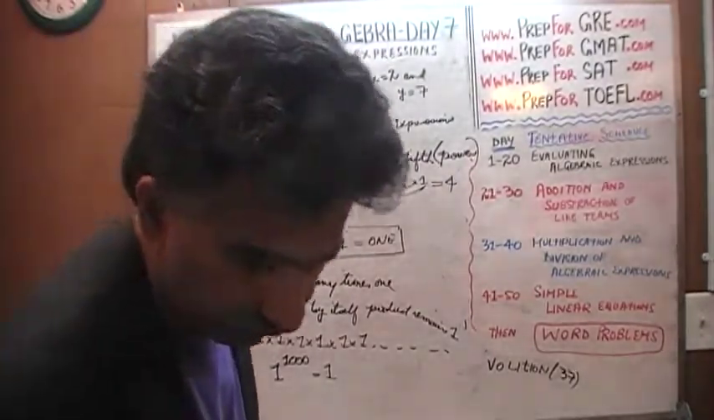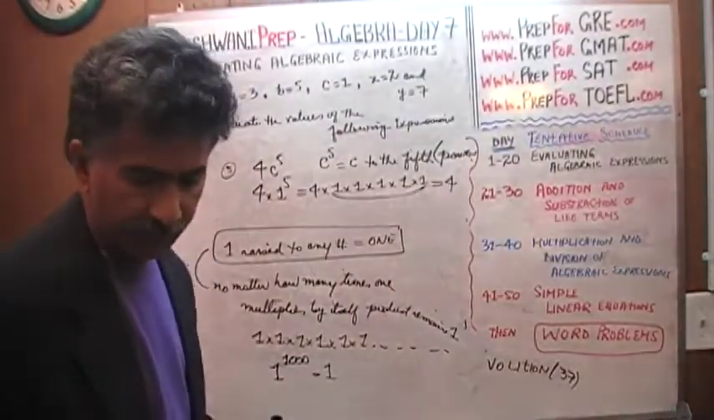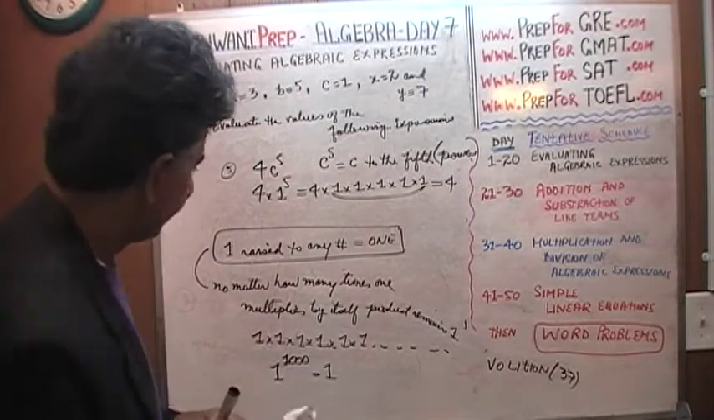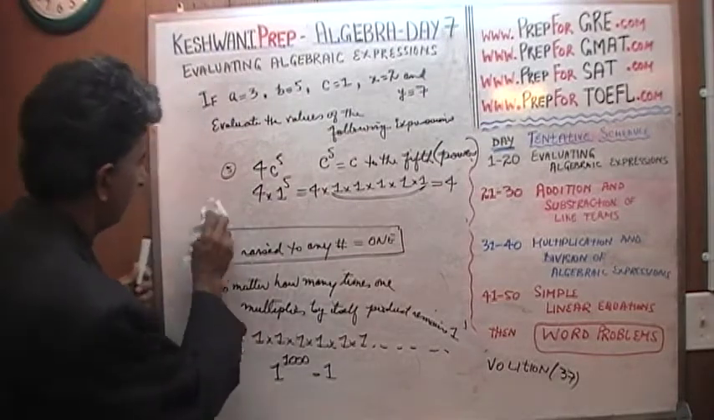Let's move on to number 6. So in number 5 what we learn is that 1 raised to any power is 1. That's it. I'm going to leave it here.